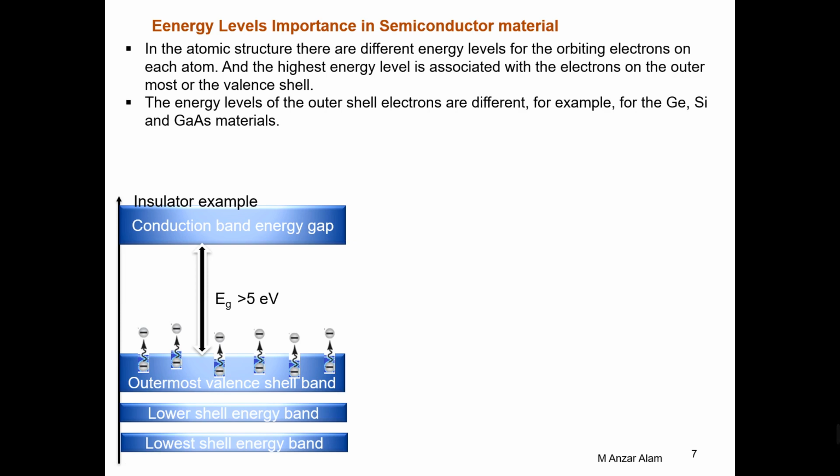So which electron will move away from its parent atom? The electron which has the highest energy. The highest energy electron will jump from its covalent shell, and it can jump to the conduction band. So this is the understanding of the conduction band, the outer valence shell band, lower shell band, lowest shell band. And this is just an example. It is not the actual figure.